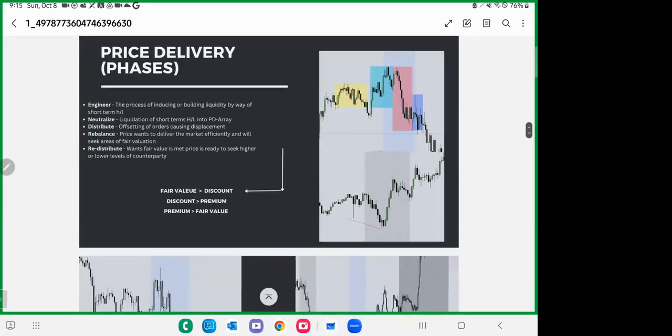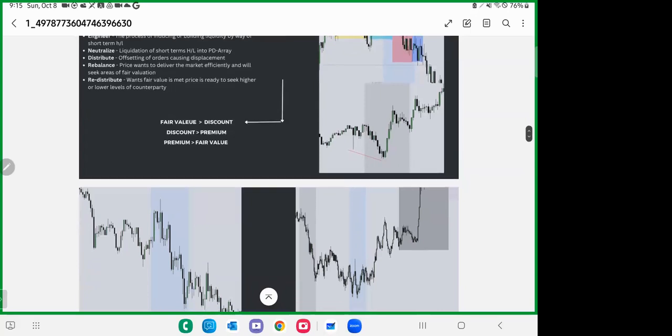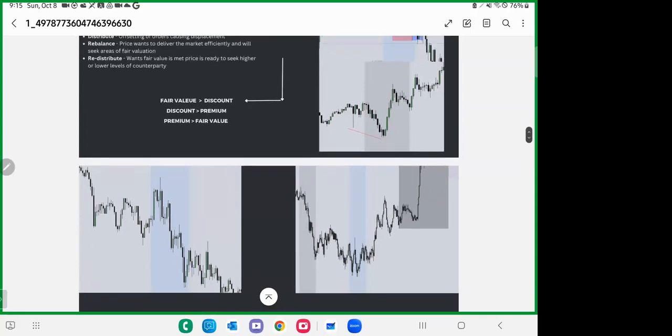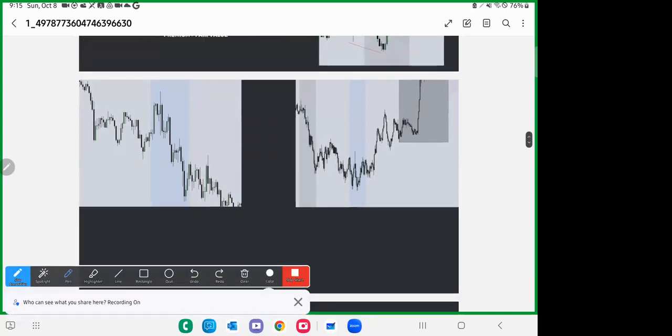Another understanding in terms of price: we have to understand that price is trading from fair value to discount, discount to premium, premium back into fair value. Just keep that in mind. We'll come back to this and you'll see what we mean, but I'm just giving you examples right here.